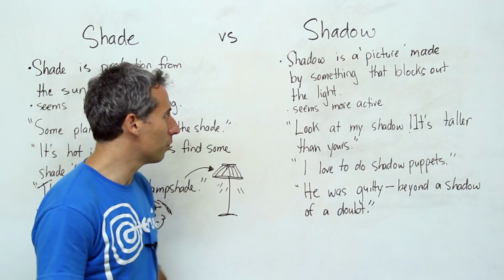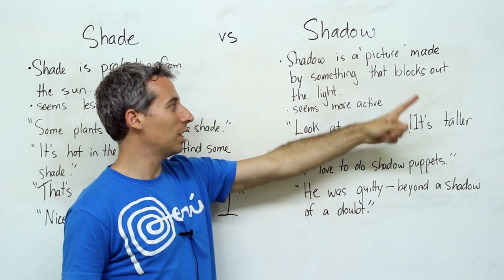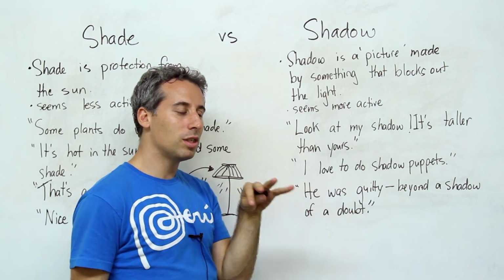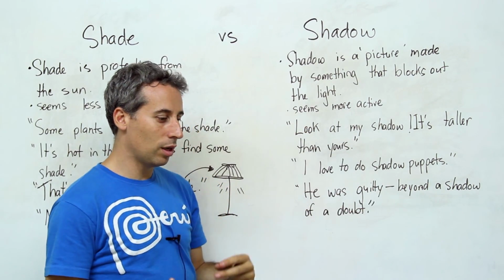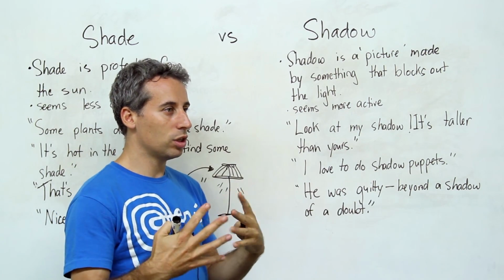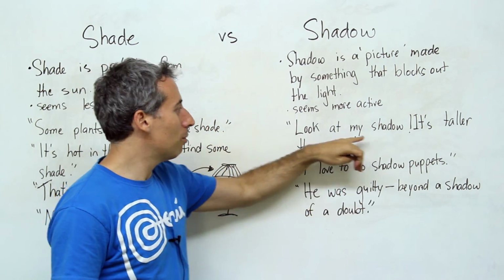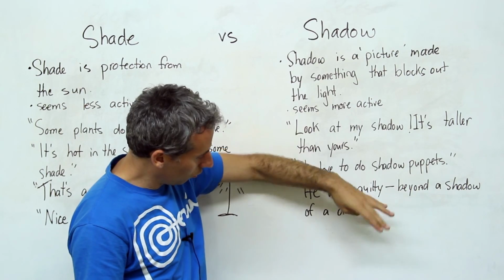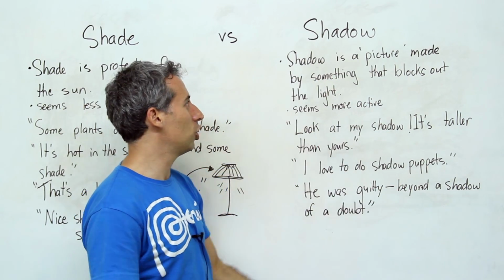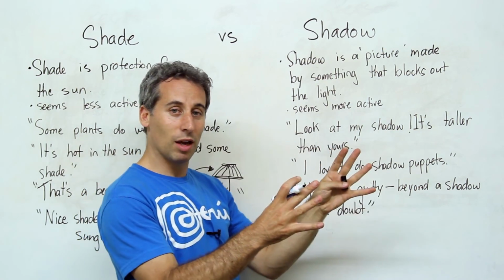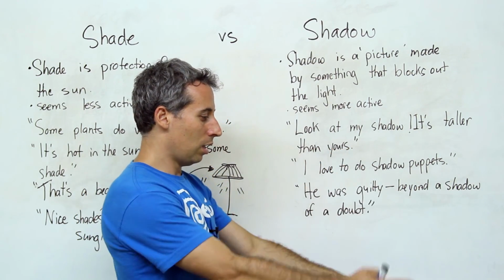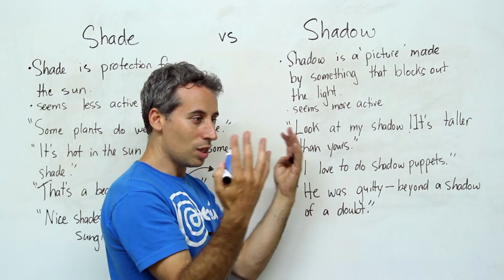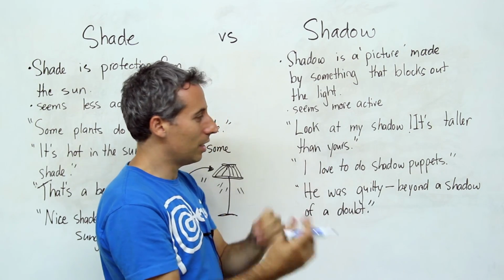Over to shadow. Okay, so shadow is a picture made by something that blocks out the light. So really similar, but I think of it as it seems a bit more active, a bit more moving, and usually it kind of creates a picture. So look at my shadow, it's taller than yours. I can't find very much shadow here. But if you're walking down the street next to your friend, and in front, there's this movement of you, that's your shadow. And it's moving.